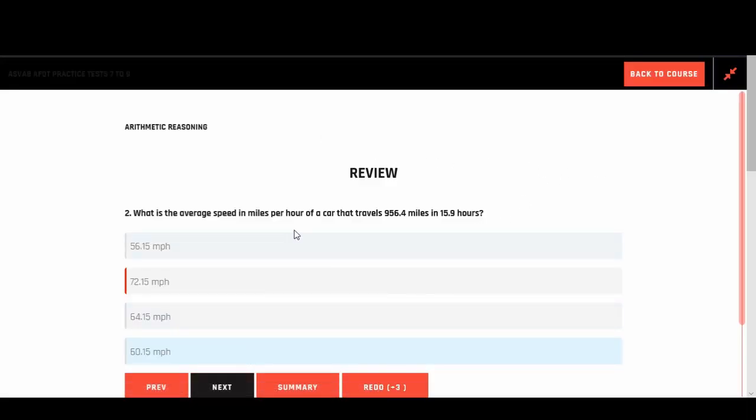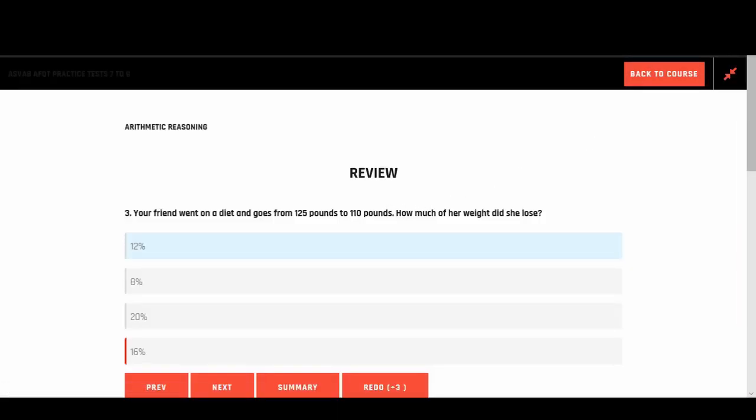Okay, so let's move on to the next one. And that one is a challenging problem because not a lot of people recognize that the answer choices can guide them in the right direction. All right, number 3 says, your friend went on a diet and goes from 125 pounds to 110 pounds. How much of her weight did she lose? And you can see the answers are given in terms of percentages.